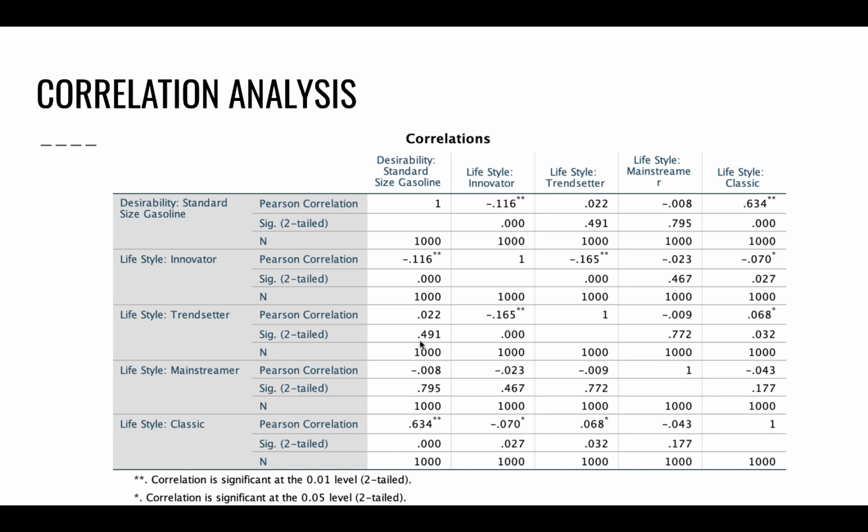Let's look at the next one. Is there a relationship between considering yourself a trendsetter and desirability for a standard size gasoline car? The p-value tells us there's none. So the p-value here, 0.491, is larger than 0.05, so there is no significant relationship between these two variables. Let's move on to the next. Is there a relationship between considering yourself a mainstreamer and standard size gasoline car desirability? The p-value is again larger than 0.05, so there is no significant relationship here.